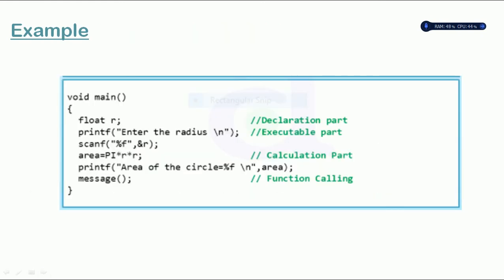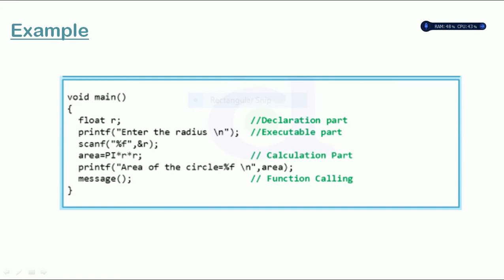So this is an example. See, here is my main function. Here I am trying to find the area of a circle. For that, I am asking the user to enter the radius. So I am reading it, and after that I simply use my logic.